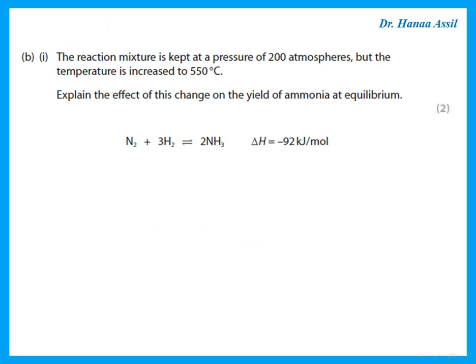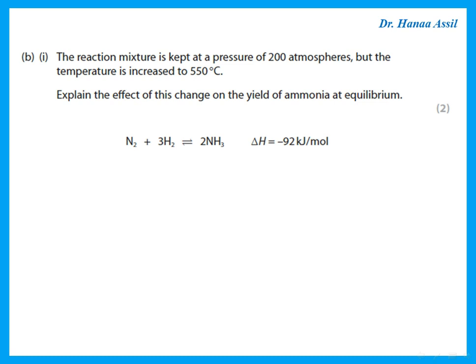The reaction mixture is kept at a pressure of 200 atmospheres, but the temperature is increased. So he's going to increase the temperature. Explain the effect on the yield at equilibrium. So you should remember, if we have a reversible reaction like this, what will happen if we increase the temperature? Remember that if we increase the temperature, I need to look at delta H. Can you see the delta H? Is the delta H positive or negative? It's negative. That means the forward reaction is exothermic.